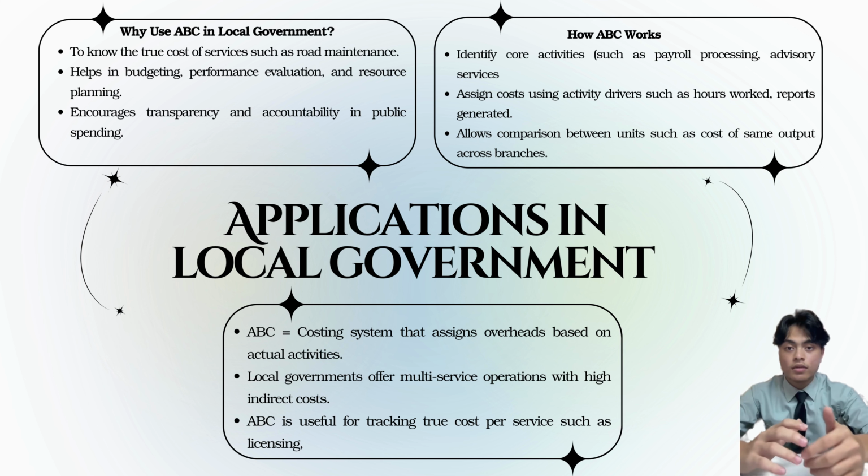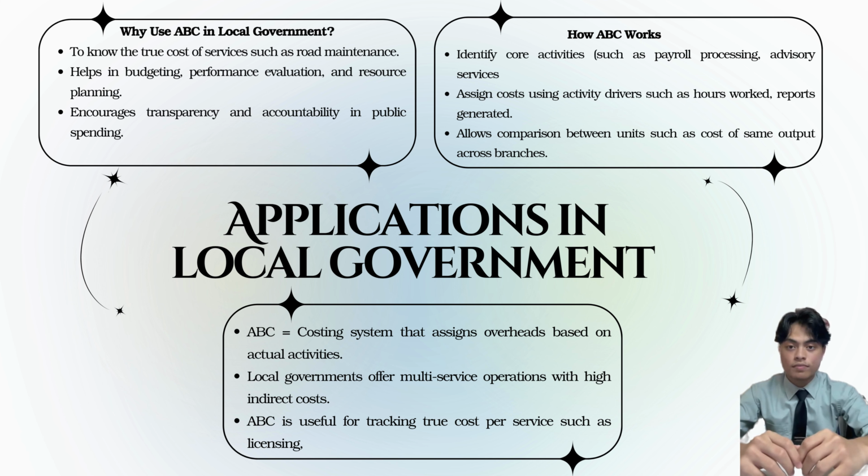Now I will be presenting about how activity-based costing, or ABC, is applied in local government. First, what is ABC? ABC is a costing system that assigns activity overhead based on actual activities instead of using broad average. This means each activity, like issuing a business license or processing payroll, is analyzed for its real cost.